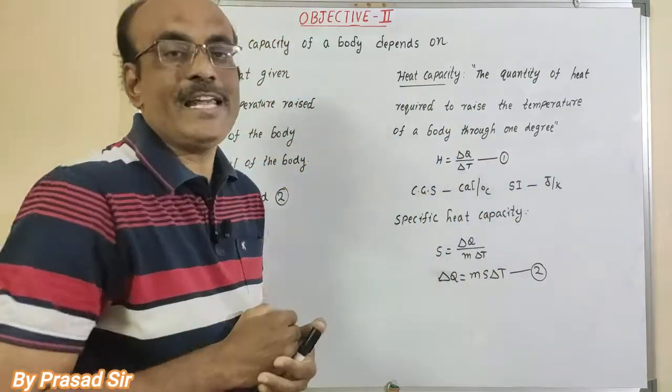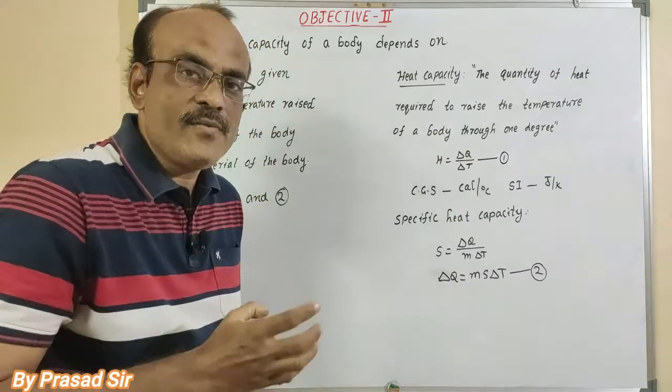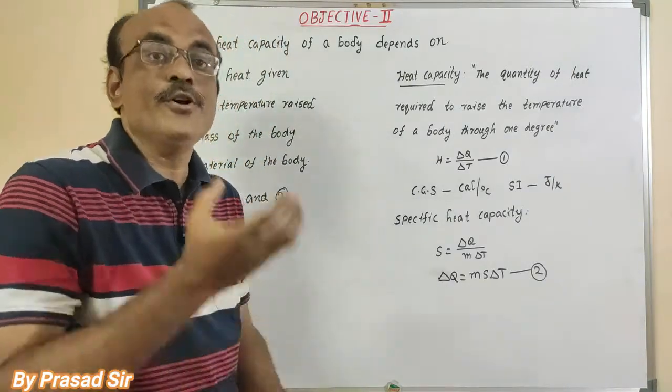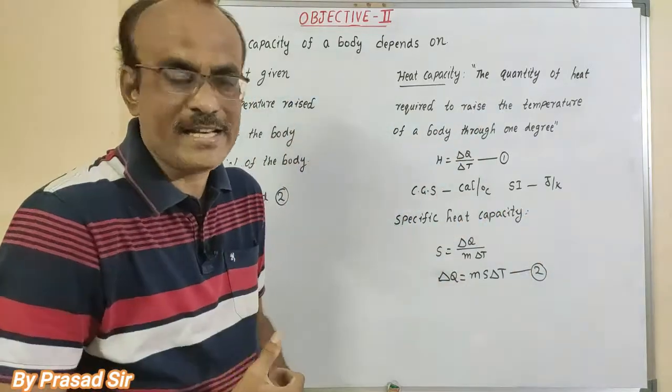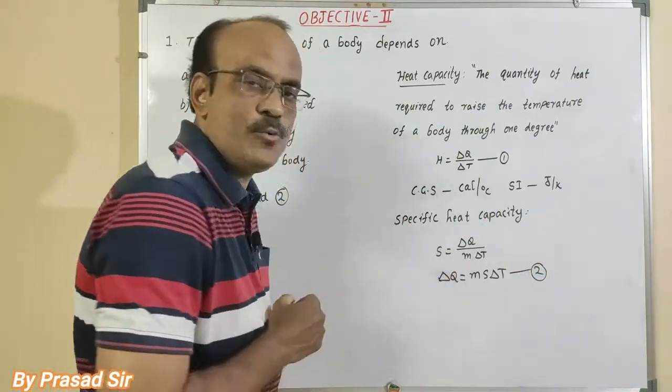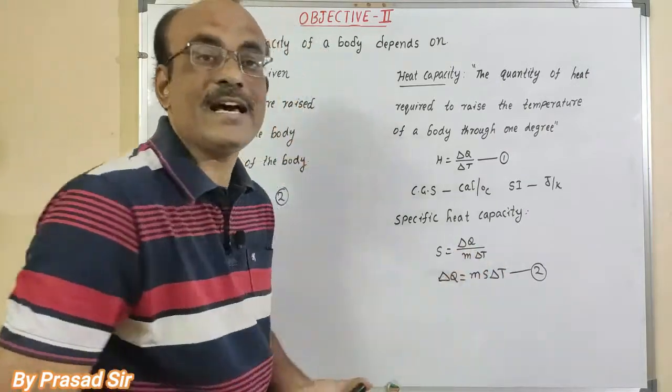Here, specific heat capacity, we know that is the amount of heat which is required to raise the temperature of unit mass through unit degree centigrade, that is 1 degree centigrade. S is equal to delta Q by M delta T. So here delta Q is equal to MS delta T.